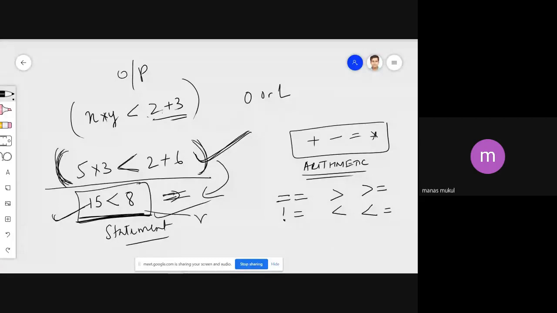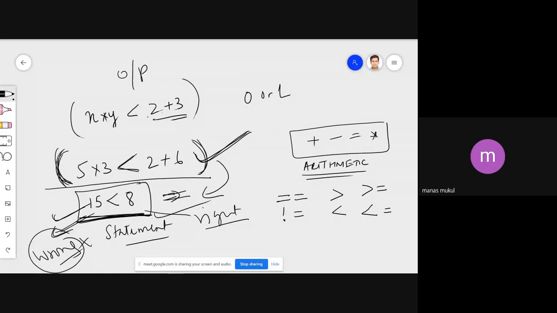Is this right? 15 is not less than 8, or 8 is not greater than 15, isn't it? So what this expression tells me, this answer tells me that this is not right, it is wrong. This does not make sense. 15 is not less than 8, or 8 is not greater than 15. So this statement is incorrect, or it is wrong, right?